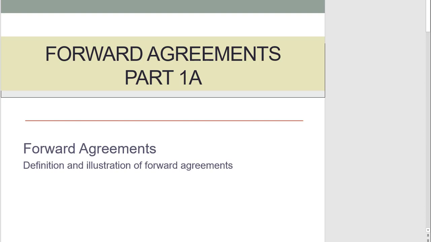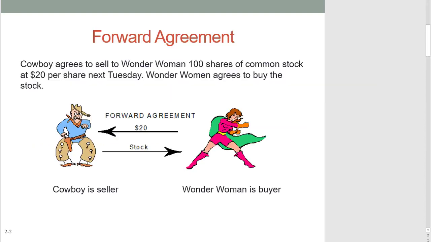Part 1 looks at a forward agreement as a document and sees what it's doing and why people use it. A forward agreement involves two parties, a buyer and a seller. In my example on the next slide, Cowboy agrees to sell to Wonder Woman 100 shares of common stock at $20 per share next Tuesday. Wonder Woman agrees to buy it.